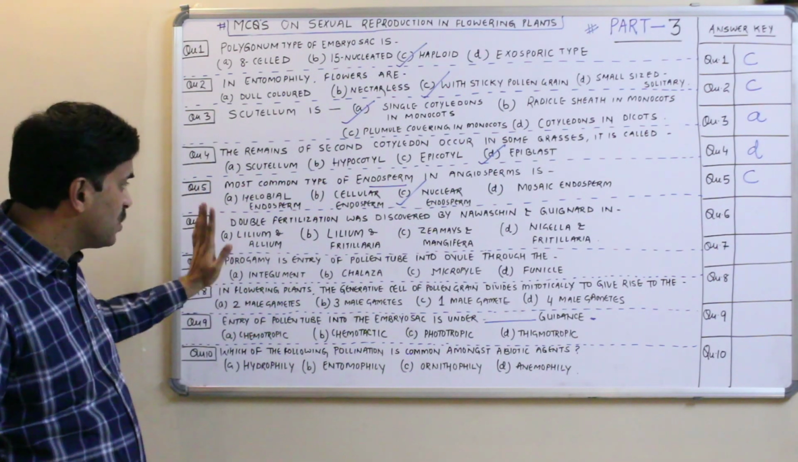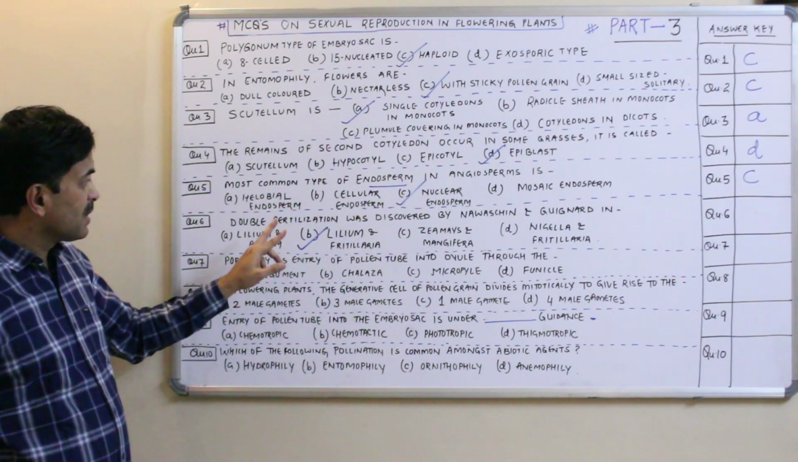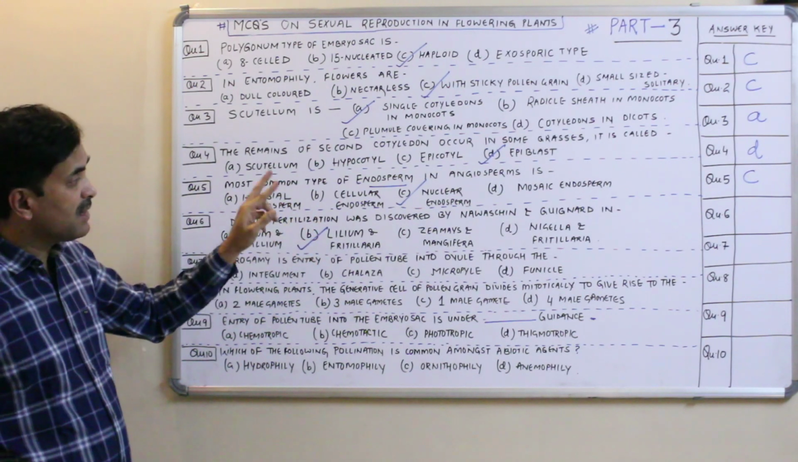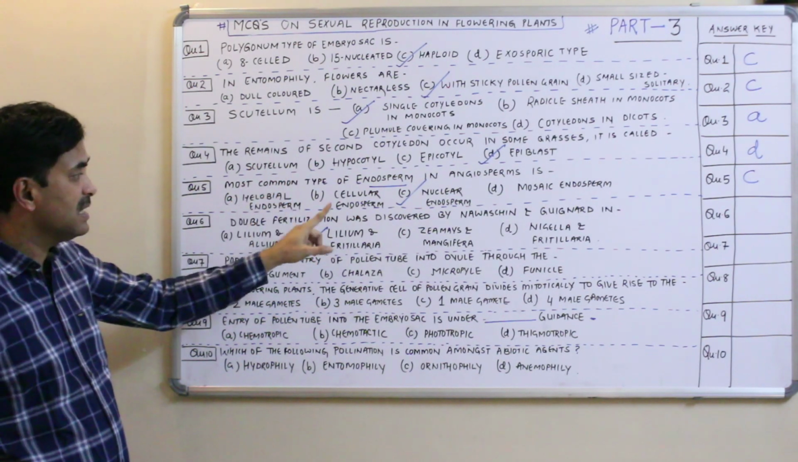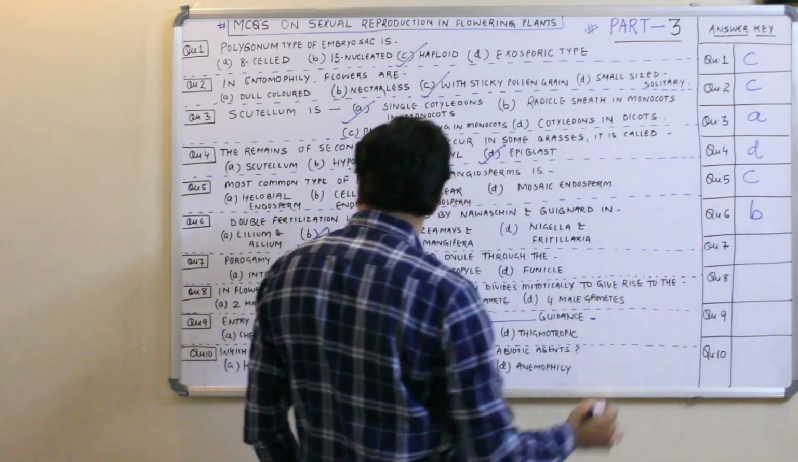So see here, Lilium and Allium, no. Lilium and Fritillaria. Here is the answer. So the double fertilization was discovered by Navashin and Guenard in Lilium and Fritillaria plants. Question number 6 is having the answer B.